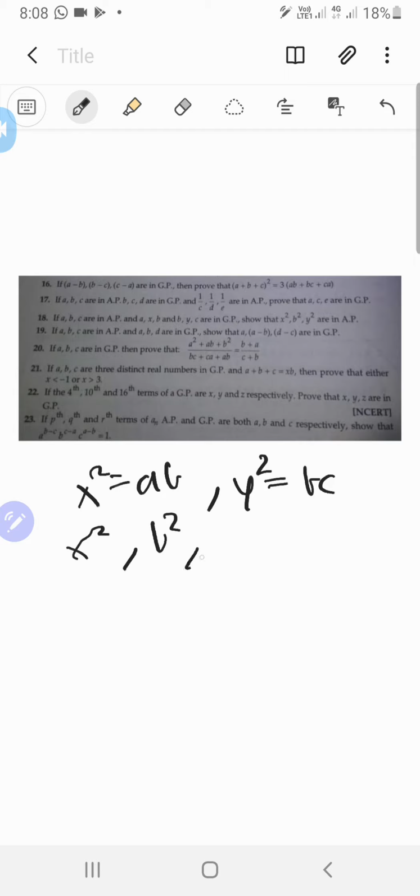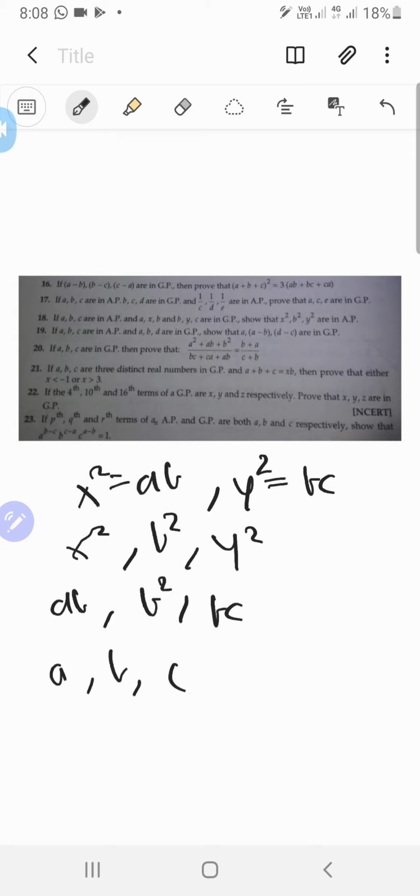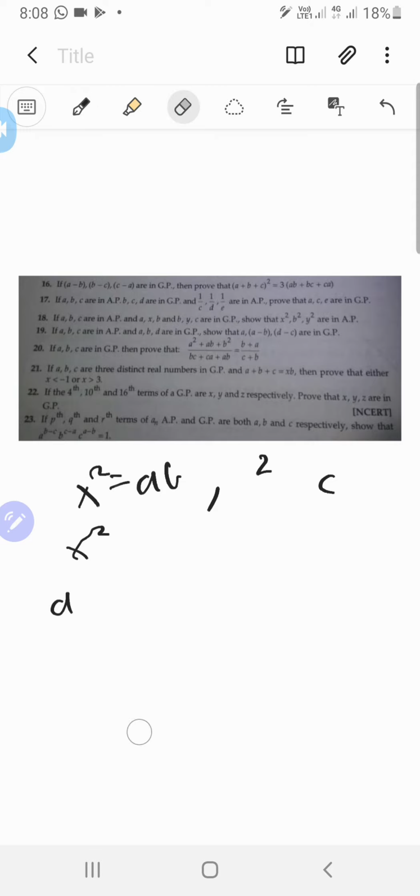Okay, so the condition actually says that a, x, b and b, y, c are GPs, which means that x squared equals ab and y squared equals bc. So this thing, x squared, b squared and y squared, is going to be ab, b squared and bc. So if this is an AP, then it is equivalent to proving that a, b and c are in AP, but they already are in AP. That's written over here, so this was obviously correct. I'm really sorry about that. Okay, let's go to the next question.